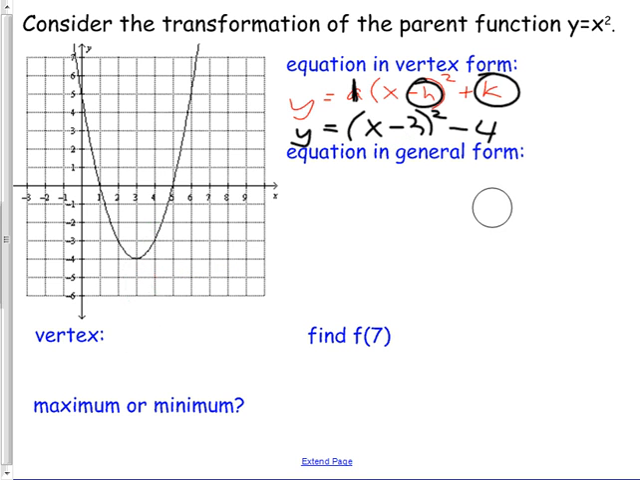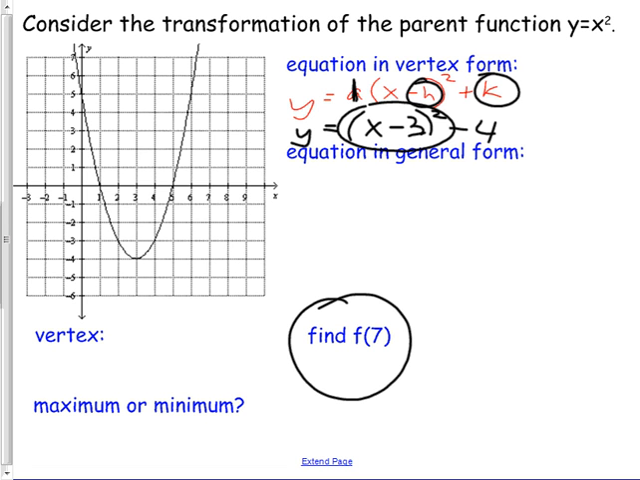Now, what do you think we're going to do to get to general form? Generally, you just what? Multiply it out. Let's not even do it because we already practiced that enough times. But you would just take this part squared and then subtract 4 when you're all done. All right. One more question it asks is find f of 7.